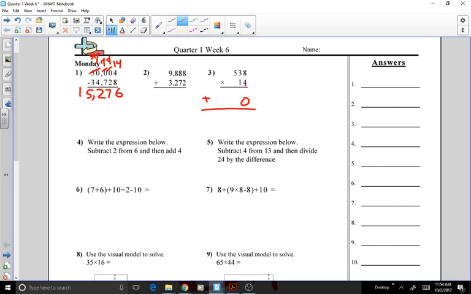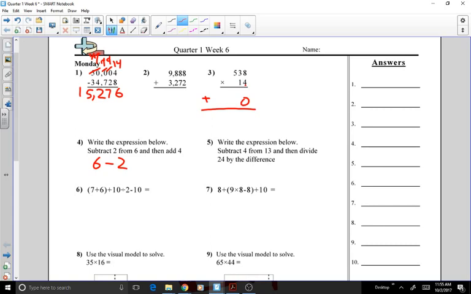Number 4, write the expression below. Subtract 2 from 6. That's this, right? No. You're subtracting 2 from 6. From makes it flip. From makes it flip. And order in subtraction matters. Right. And then add 4.